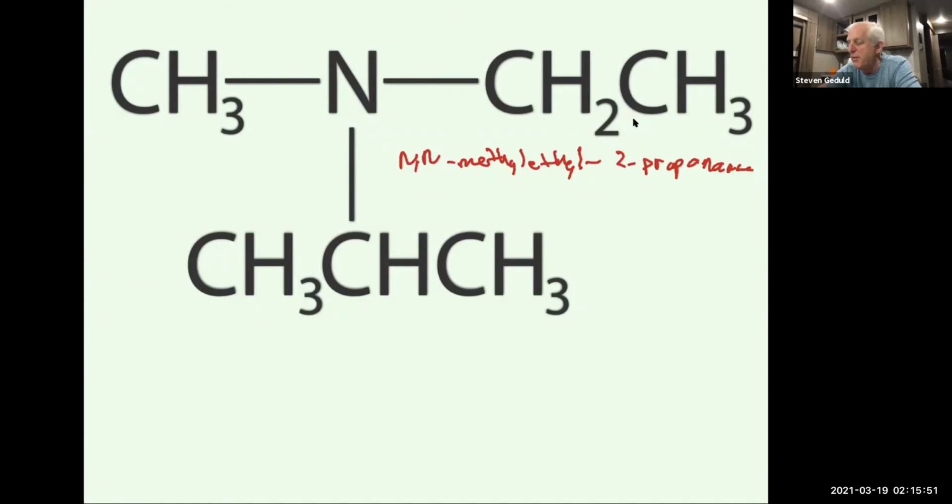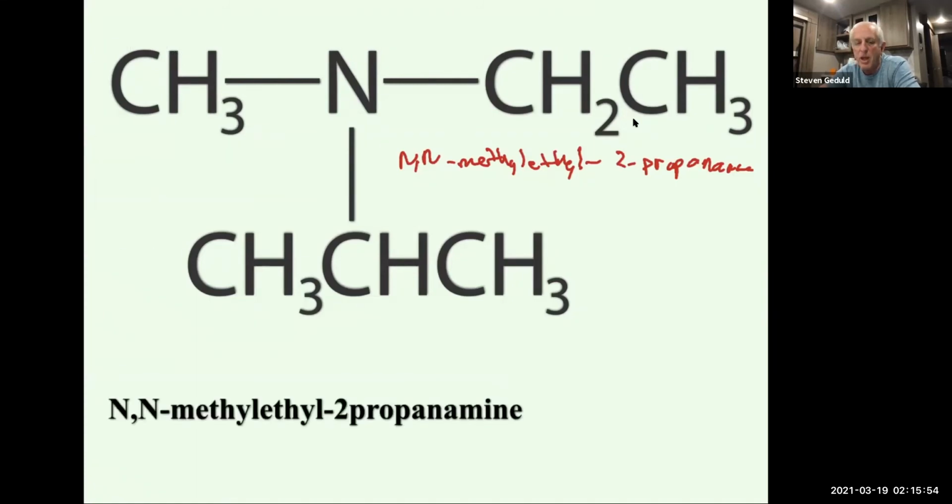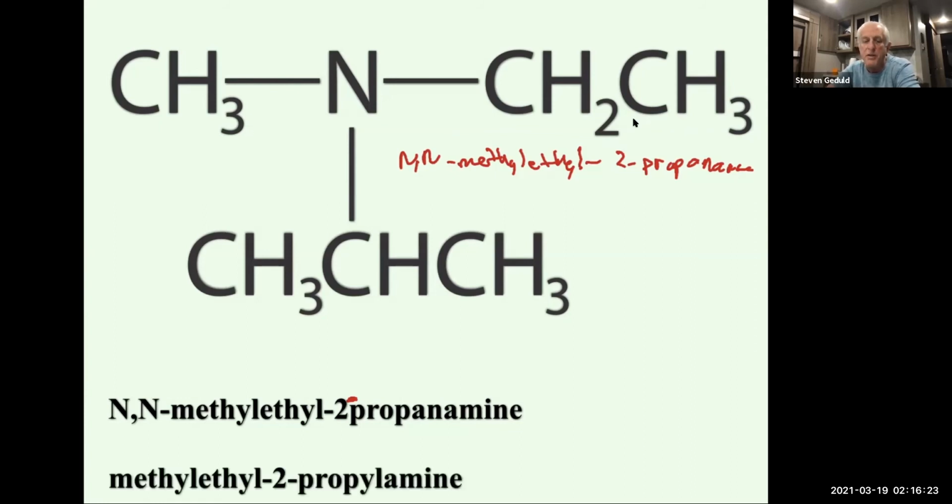Okay, so our systematic name was N,N-methyl ethyl 2-propanamine. There should be a dash right in there between the 2 and the P. Remember, there are commas between numbers and there are dashes between numbers and letters. Okay, so N,N-methyl ethyl 2-propanamine. The common name we said was methyl ethyl 2-propylamine. Okay, so it says methyl ethyl 2-propylamine.